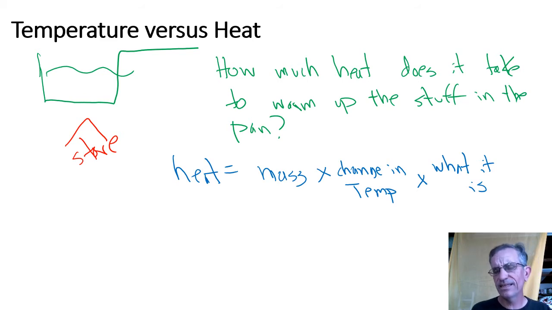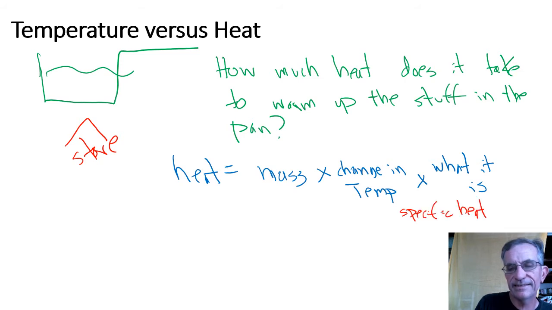We give everything in the universe a number that has to do with how easily you warm it up. So we don't really need to say what it is. There's a better name for that, and that is called the specific heat. You might hear it called the specific heat capacity. And that is basically, let me define it right here.